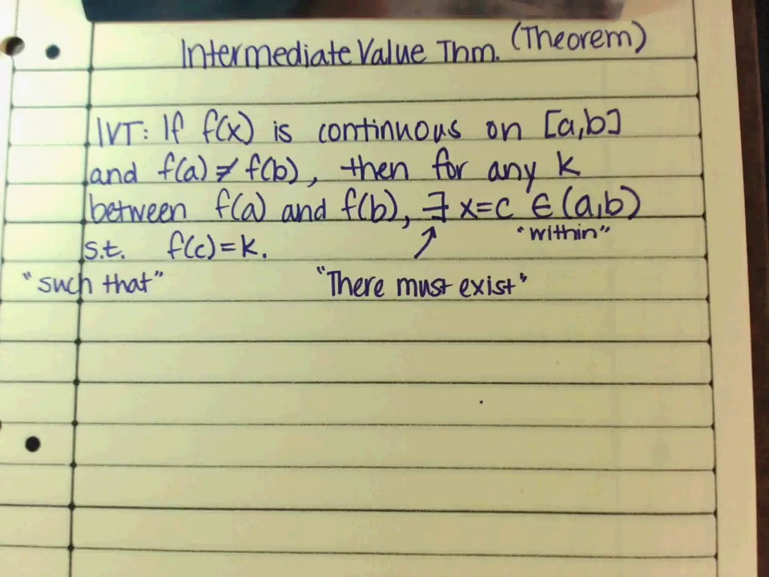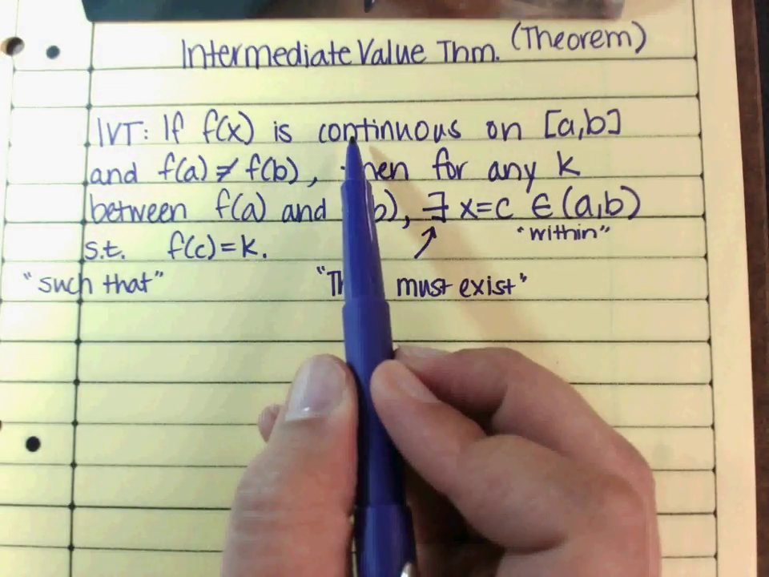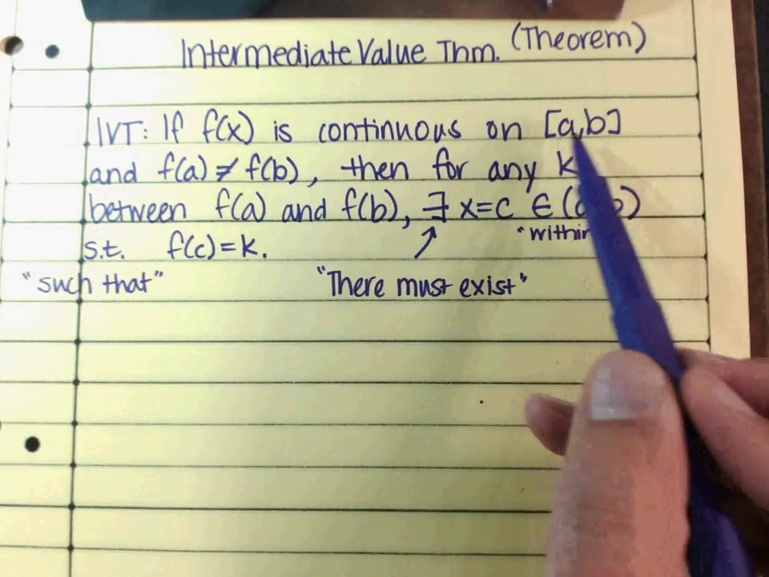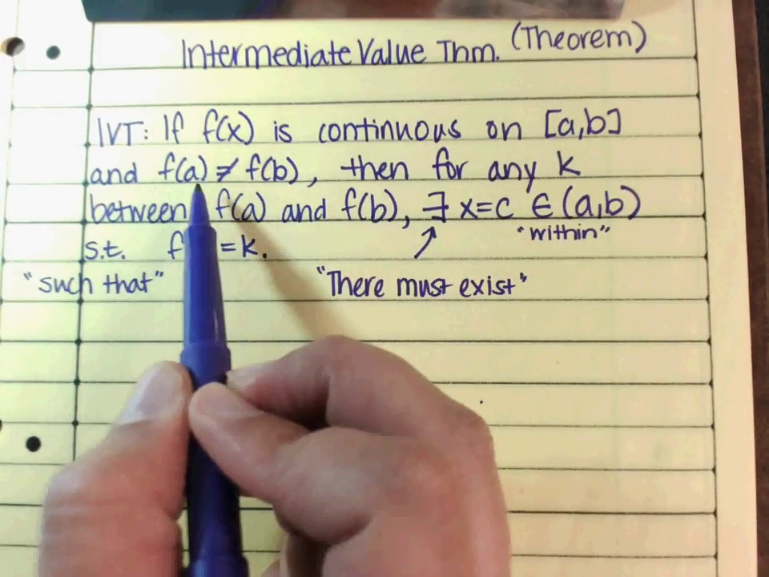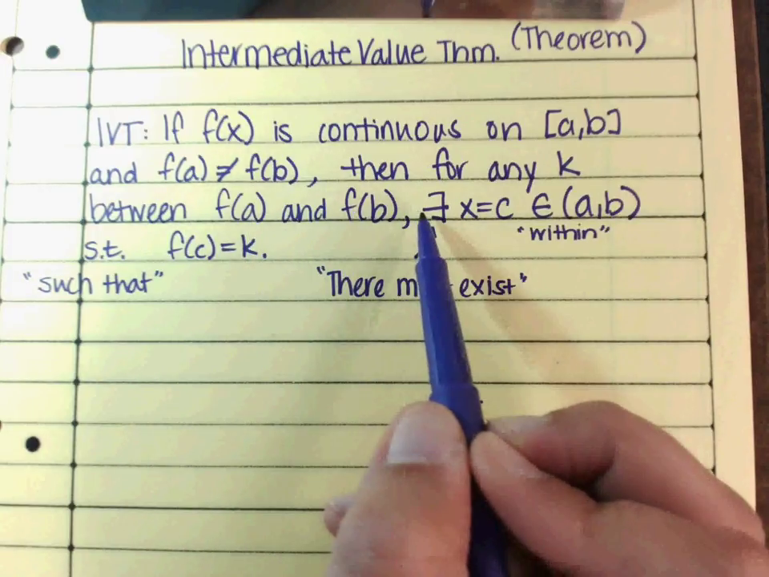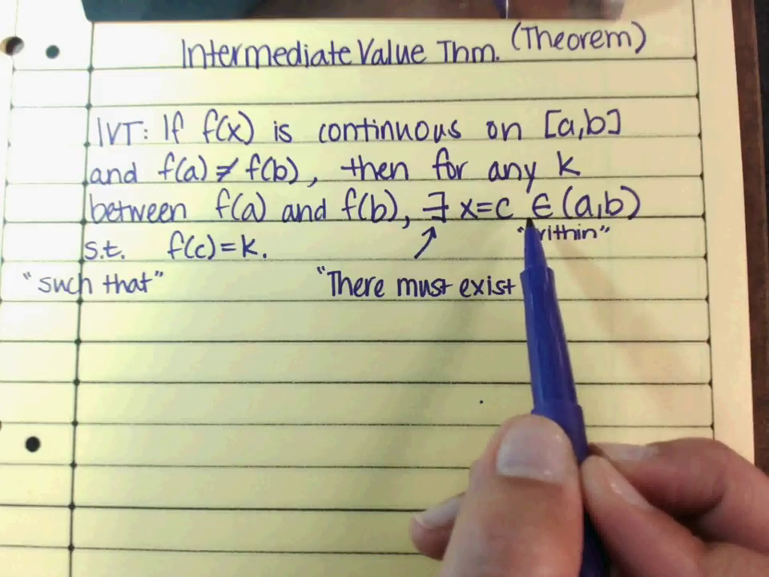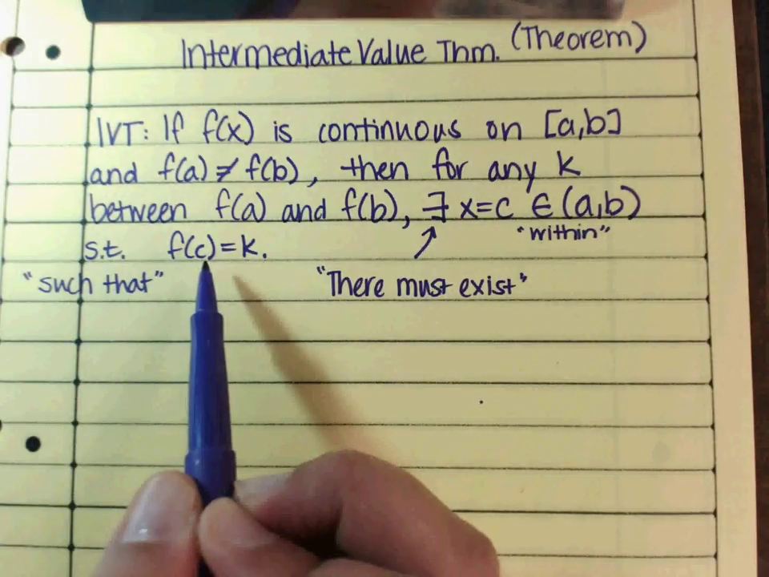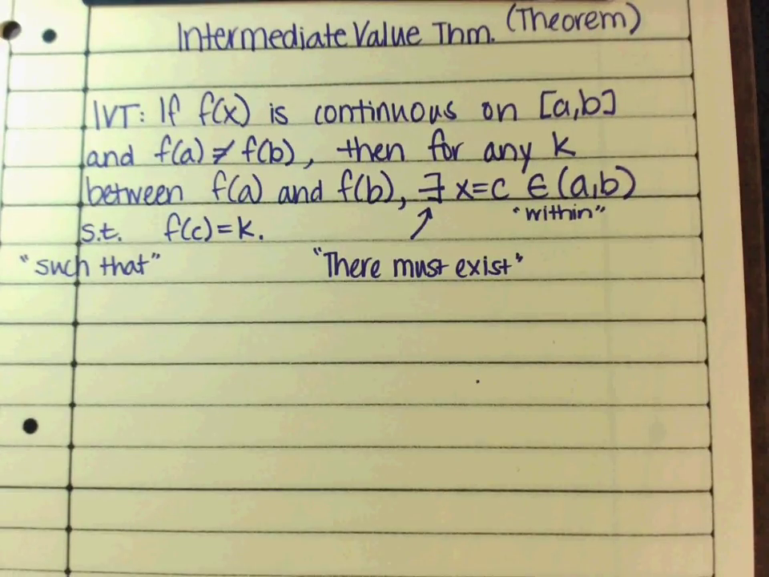So now I'm going to read it to you again the way that you would say it, even though there's a bunch of weird symbols. So if f of x is continuous on the closed interval from a to b, and f of a is not equal to f of b, then for any k between f of a and f of b, there must exist an x equals c within the interval from a to b, such that f of c equals k. Okay, probably that sounds like a bunch of garbage. We're going to draw a picture and kind of explain it, okay?